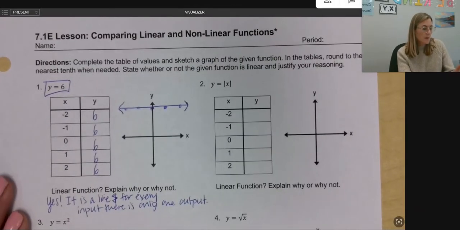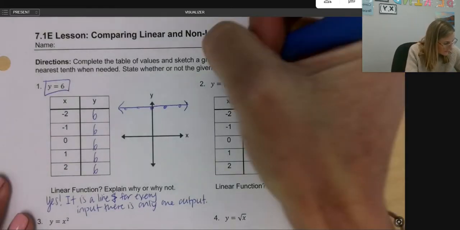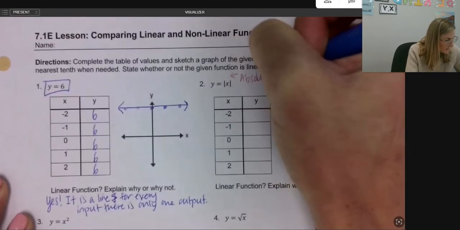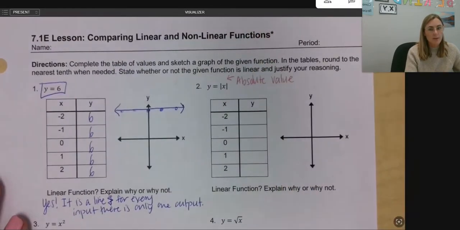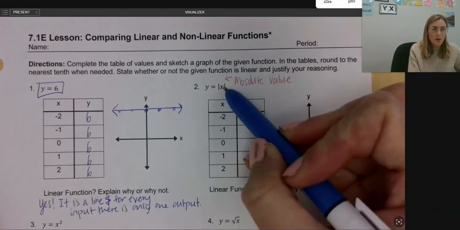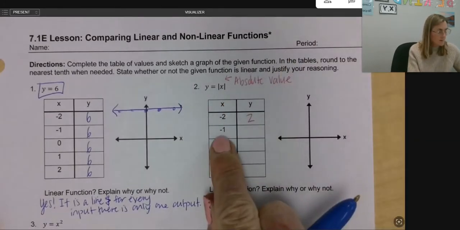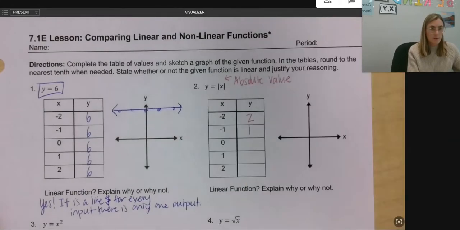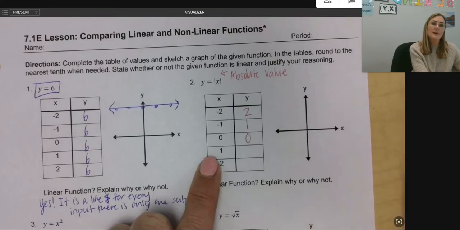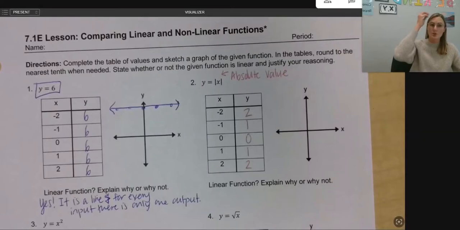So this next one is y equals the absolute value of x. Whenever you see something like that, this is called absolute value, and no matter what you plug in there, it's going to be positive. So if x is equal to negative 2, the absolute value of negative 2 is positive 2. The absolute value of negative 1 is positive 1. The absolute value of 0 is 0. And if you plug something positive in there, it's still going to be positive. It doesn't change into negative. So this would just be 1 and 2.